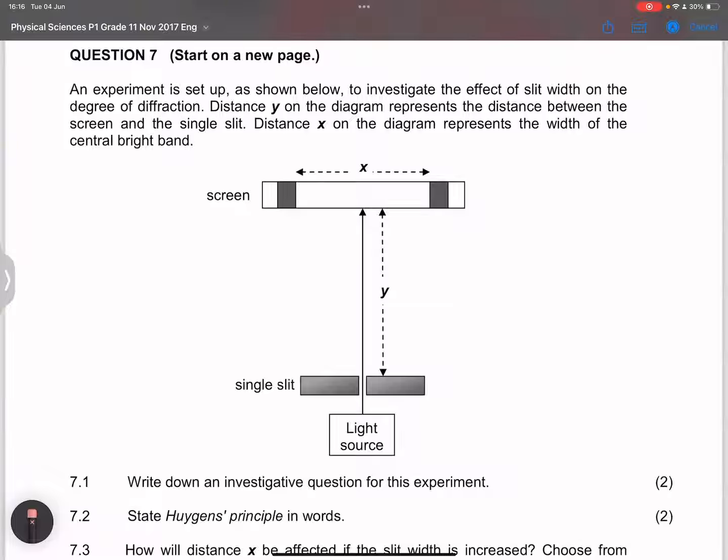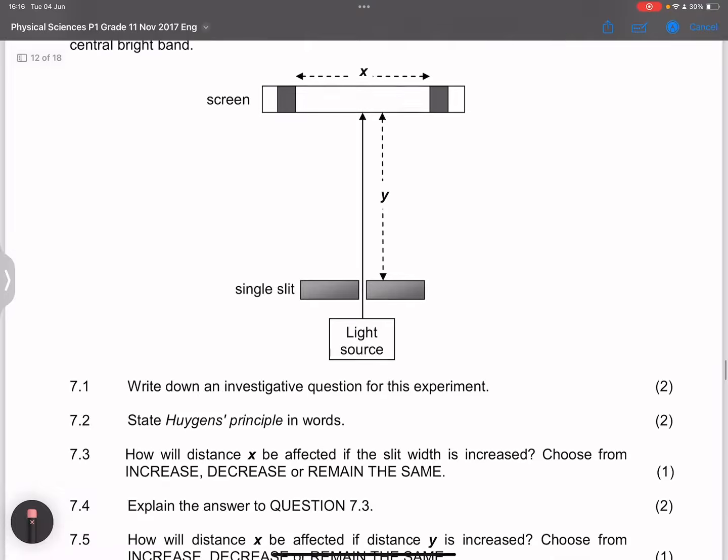Right, now they say to us we must state Huygens' principle. So please remember, Huygens' principle simply says every point of a wavefront serves as a point source of a secondary wave that moves forward with the same speed as the wave. It is one of those principles that we must know. Okay, right. So let's go to the next question. They say, how will the distance x be affected if the slit width is increased? Choose increase, decrease, or remain the same.